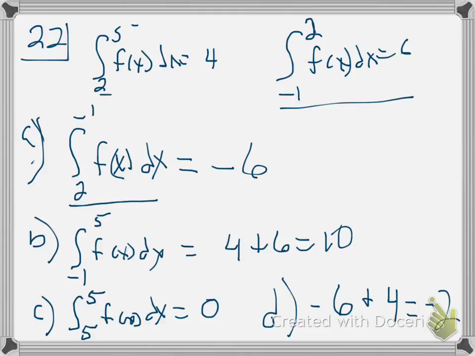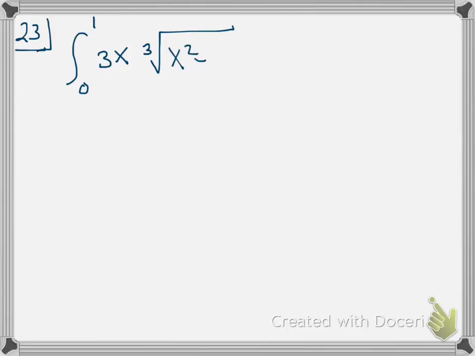All right. Moving on to number 23. We want the integral from 0 to 1 of 3x times the cube root of x squared minus 2 dx.